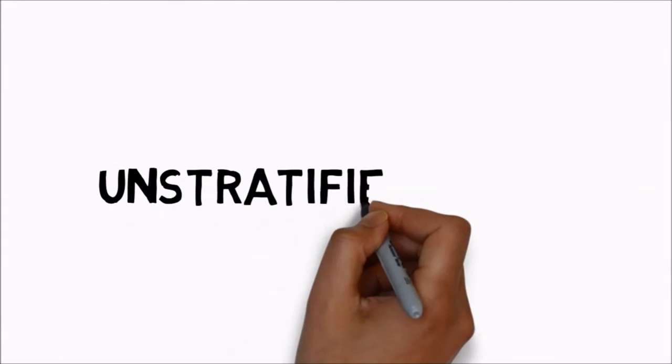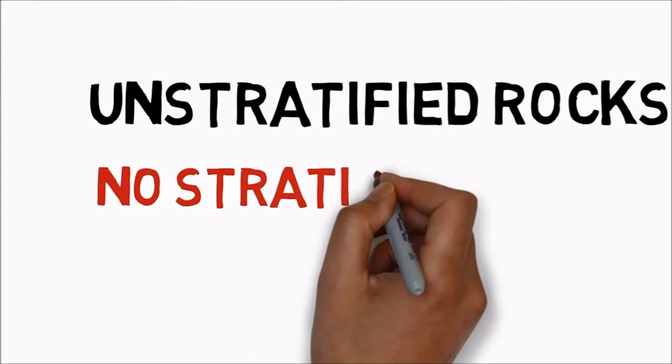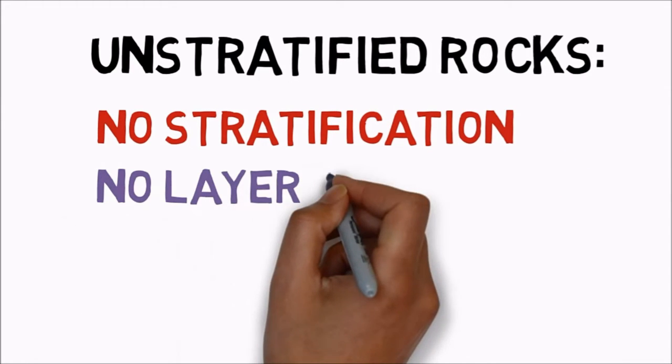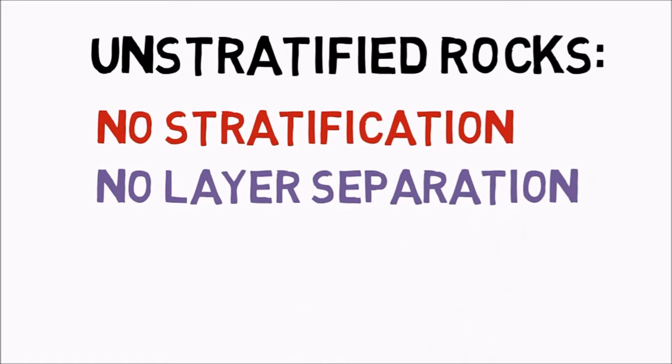Second physical classification is unstratified rocks. In unstratified rock, we cannot see the layers. That is, no distinct stratification can be observed. Unstratified rocks cannot be separated into layers.